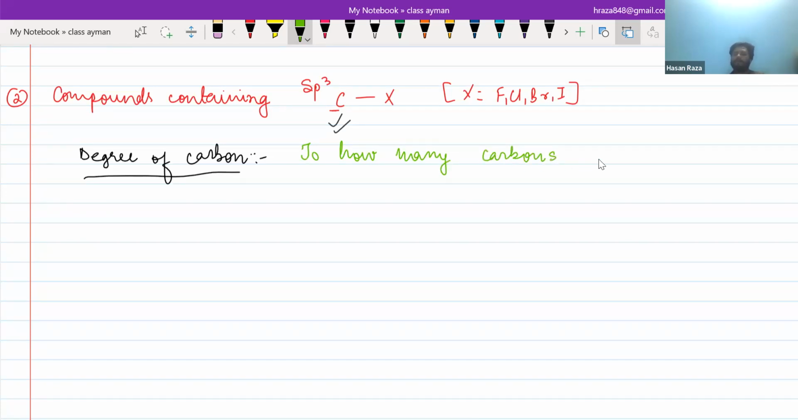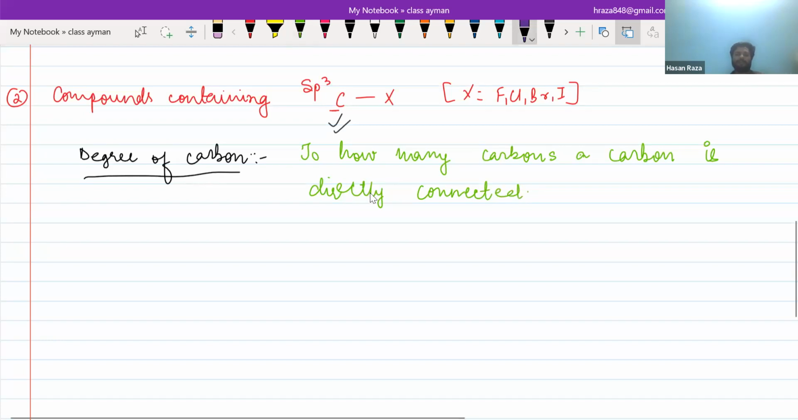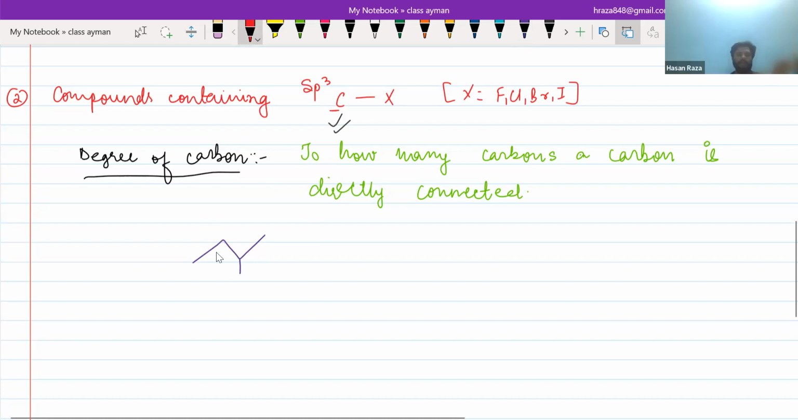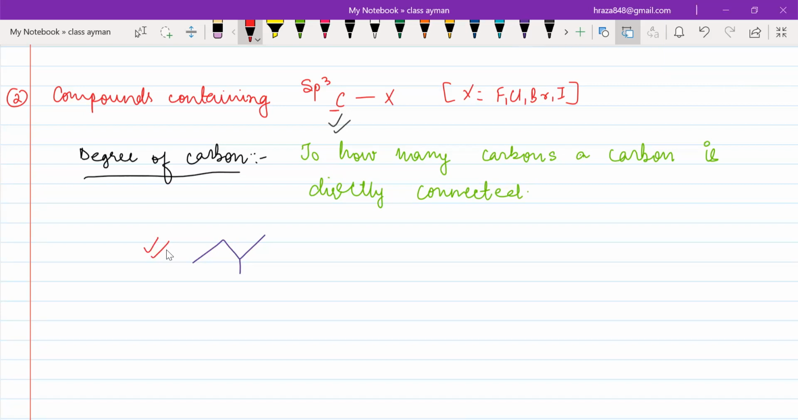To how many carbons is a carbon directly connected? That means, are you comfortable with bond line structural formulas like this? Yes, sir, I am. Do you know how many carbons are in this diagram? Can you tell me the number of carbons? 1, 2, 3, 4, 5. Right, very good.